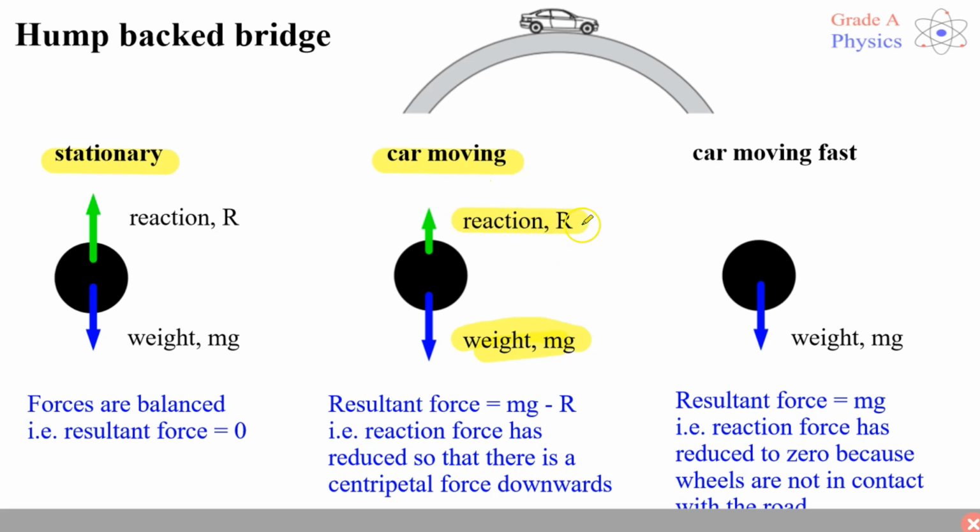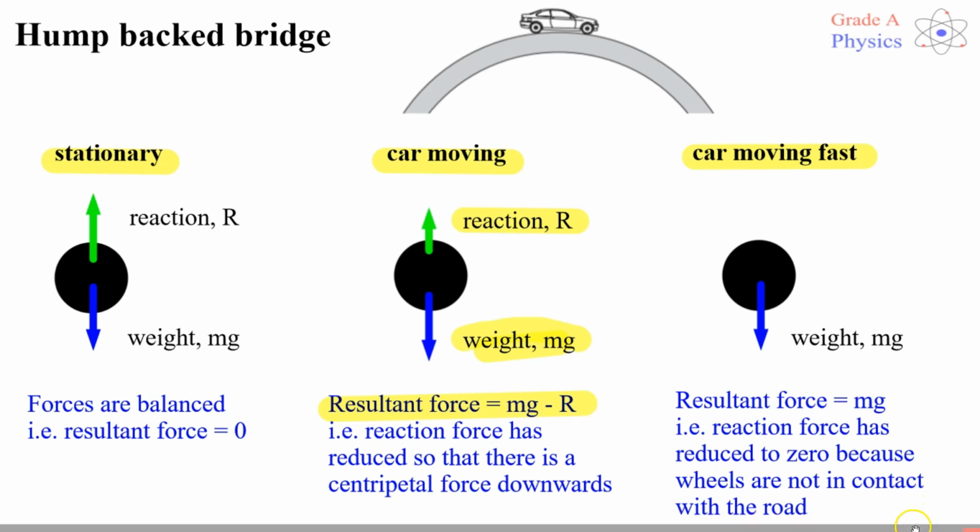So the reaction force is slightly smaller. So now the resultant force is the combination of these two: mg take away the reaction force. So it's part of the weight which is providing a centripetal force downwards, and that must be there because the car is following a circular path, moving in a circle. So it has to be part of the weight, or the weight take away the reaction force, which is providing the centripetal force.